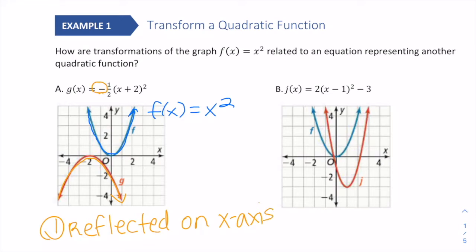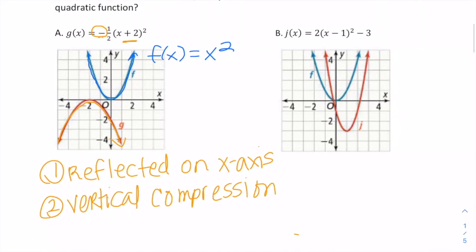It's also going to have a vertical compression because the a is 1/2. And then the 2, that plus 2, tells us that this graph will move and be shifted 2 units to the left.